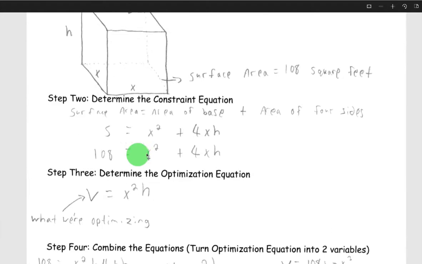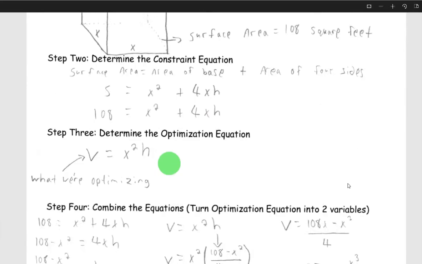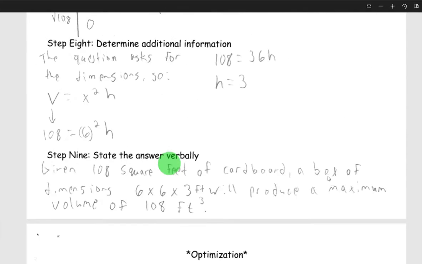Well, fortunately, that's going to occur in our constraint equation. We plug in 6 for x, so we can solve for h. So for step 8, we want to determine additional information to answer the question. In this case, we want to know all the dimensions.